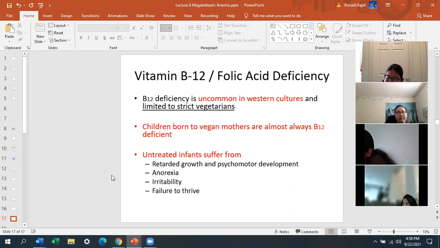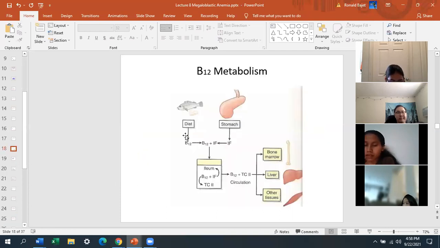And these children, who don't get their B12, untreated infants will suffer from retarded growth and psychomotor development. The reflexes will not be where they should be, and they won't grow to a height where they should be. They'll suffer from anorexia. They're irritable, and they have that condition, failure to thrive. Okay, so you need to know this chart. This is a very important chart.